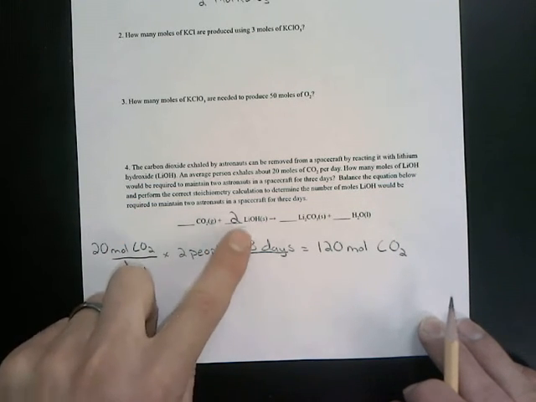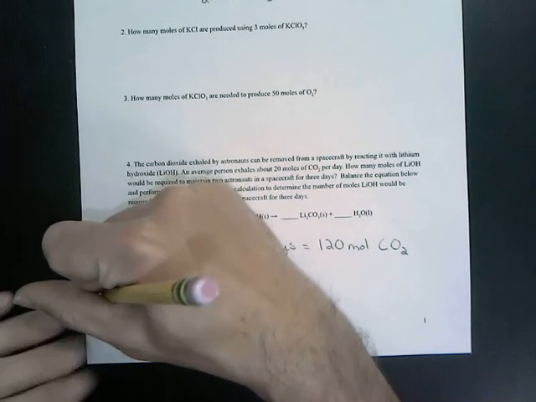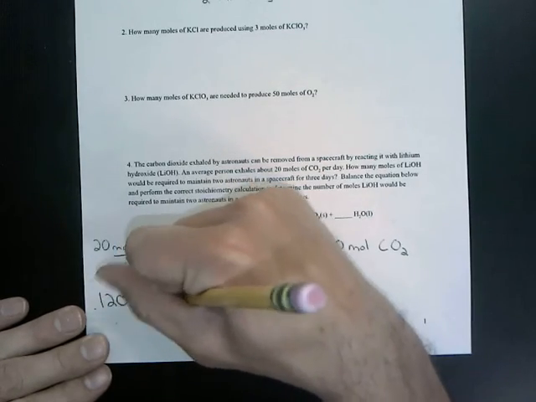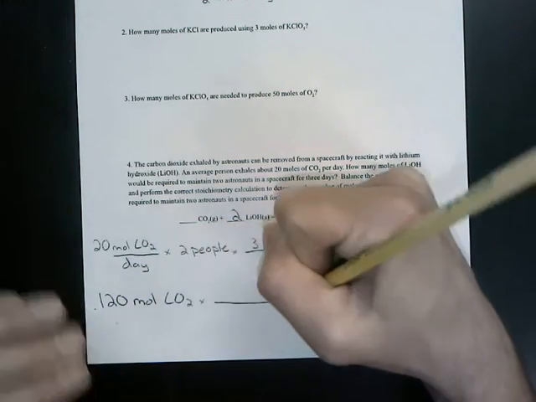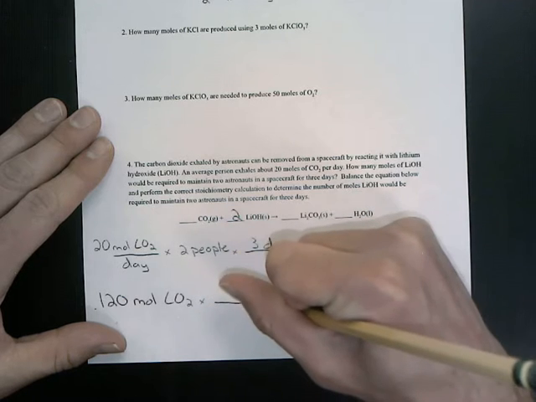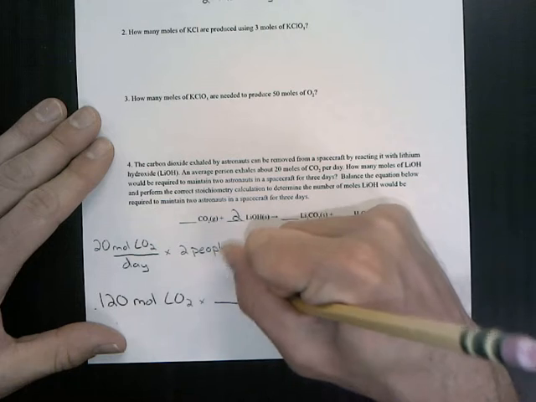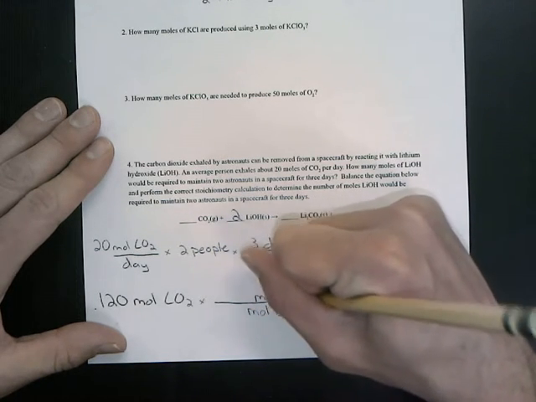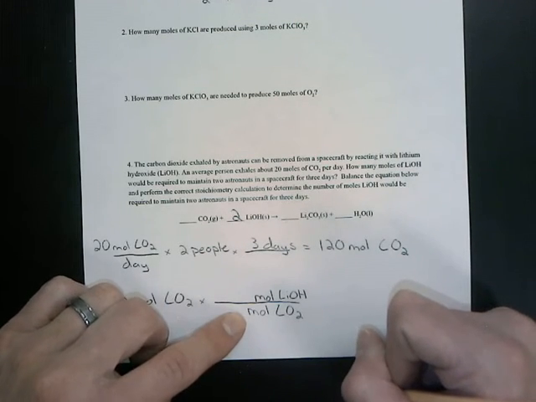We want to convert it over to moles of lithium hydroxide. So we're going to start out by writing 120 moles of carbon dioxide, and we want to convert it to moles of lithium hydroxide. So we cancel out units of moles CO2 on the bottom right, and on top we can actually put our moles of LiOH.